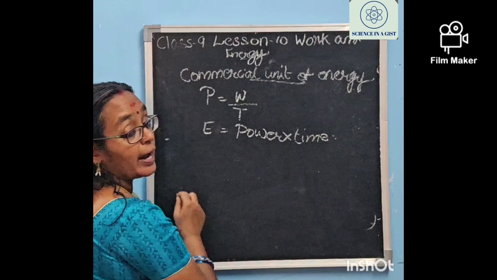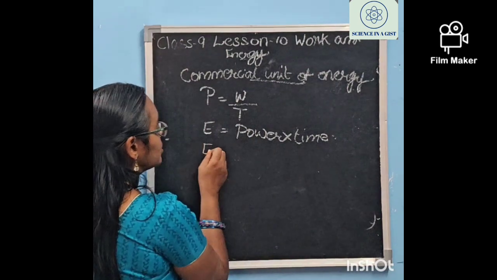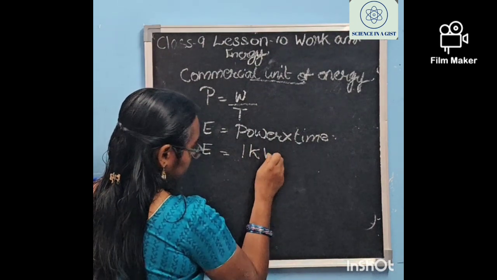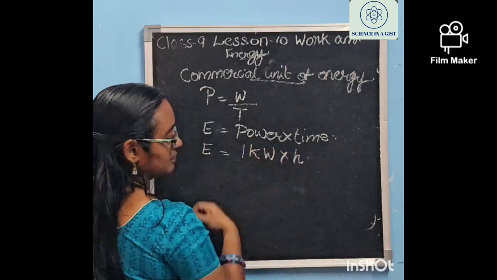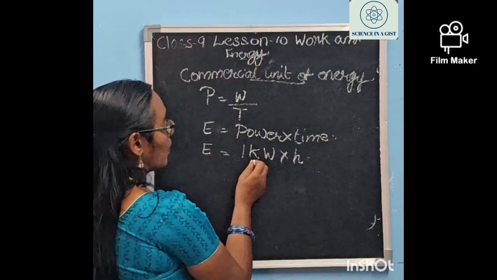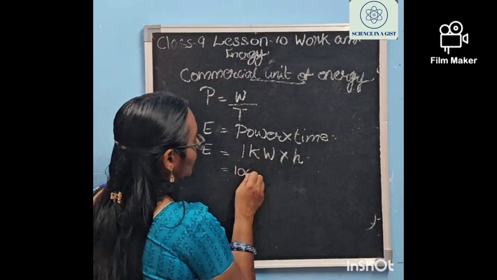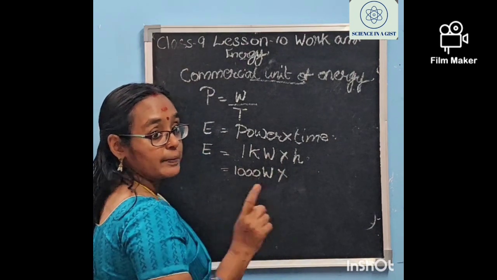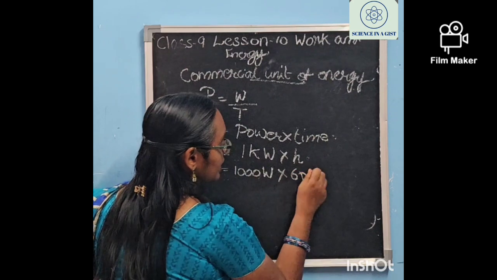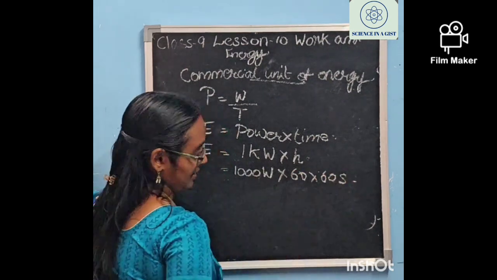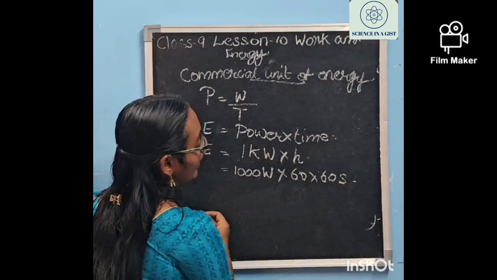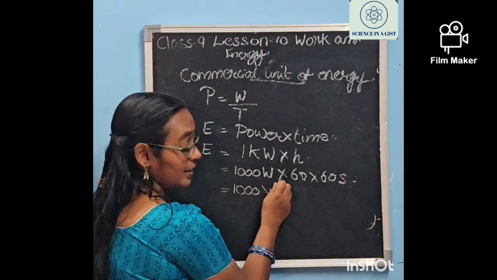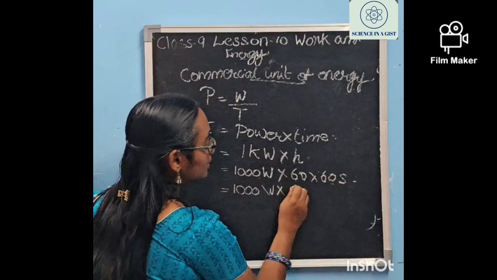Now, the commercial unit of energy is equal to 1 kilowatt into hour, 1 kilowatt hour. 1 kilowatt is how many watts? This is 1000 watts, isn't it? Into hour, and 1 hour means 60 into 60 seconds. Can you multiply and find the value? It's very easy, right? 1000 watt into 6 into 6 is equal to 36.